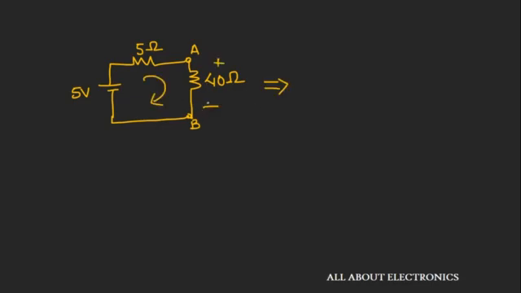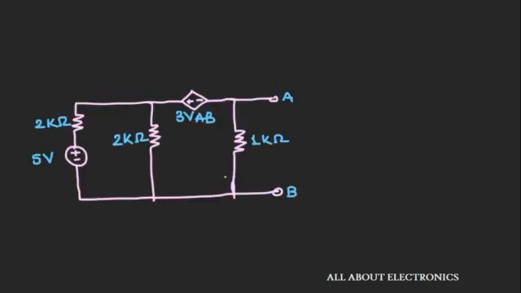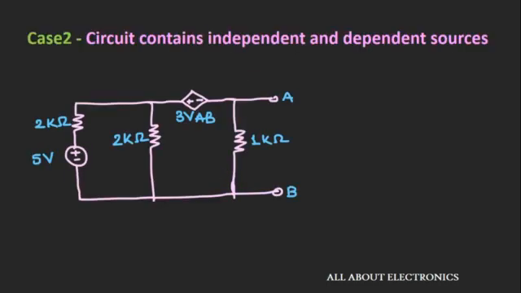And now if you want to find a voltage or current across these two terminals AB, then you can find it easily. So in this way we can find the Thevenin's equivalent circuit for the case where the circuit contains all independent sources. Now let us see the second case where the circuit contains independent as well as dependent sources.